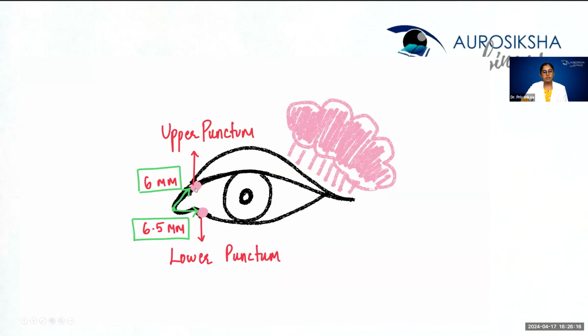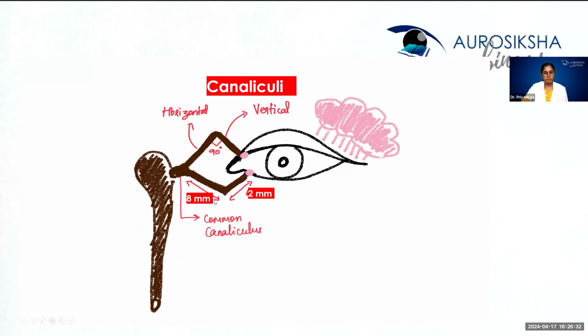As you can see in this image, the upper punctum is located 6 mm from the medial canthus, and the lower punctum is located about 6.5 mm from the medial canthus. This question was just to play with the numbers and for you to remember these values in an easier way. Next, moving on to the canaliculi, as I already said, there is a superior canaliculus and an inferior canaliculus, both of which have a vertical part and a horizontal part. It starts with the vertical part and continues as the horizontal part and joins with the other canaliculus and forms the common canaliculus. The vertical part is about 2 mm in length and the horizontal part is about 8 mm in length, and both of them are situated at right angles to each other. That is, it makes a 90-degree angle.